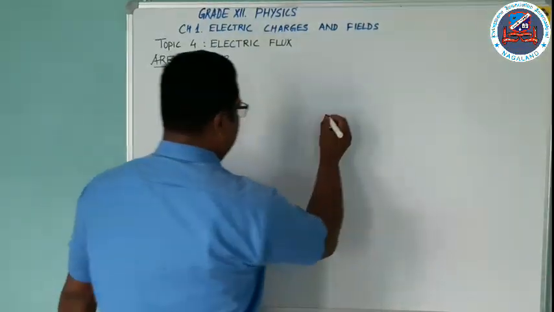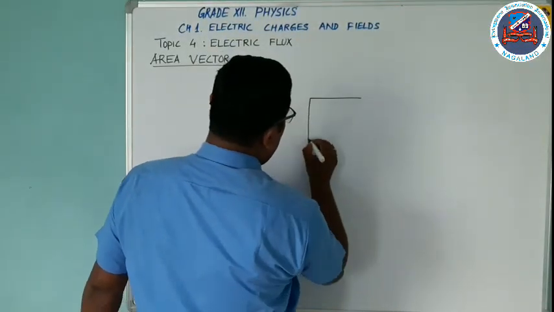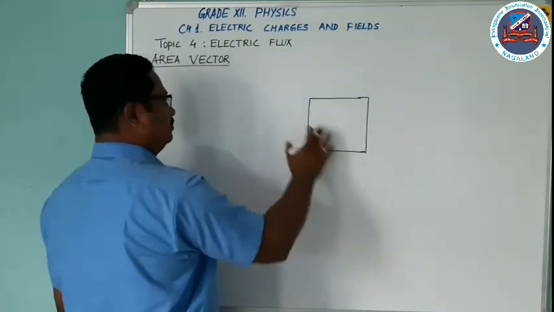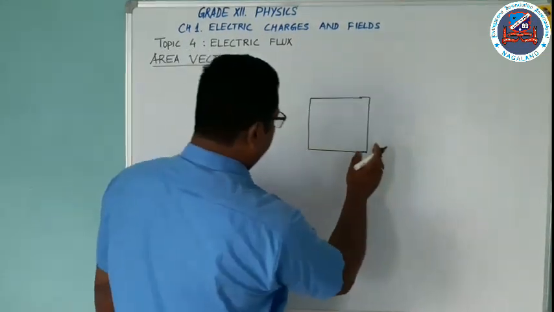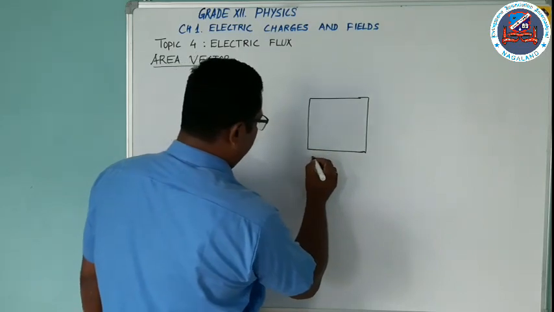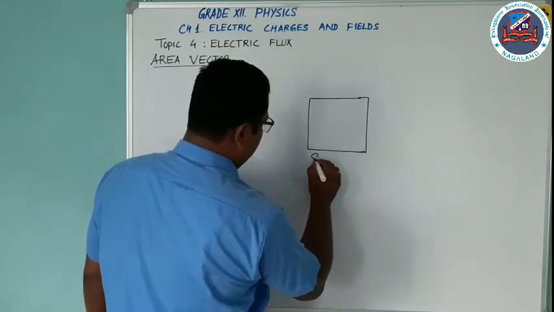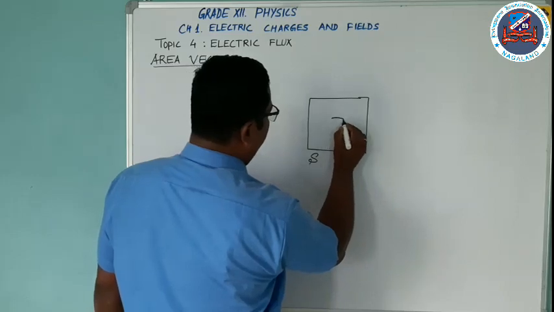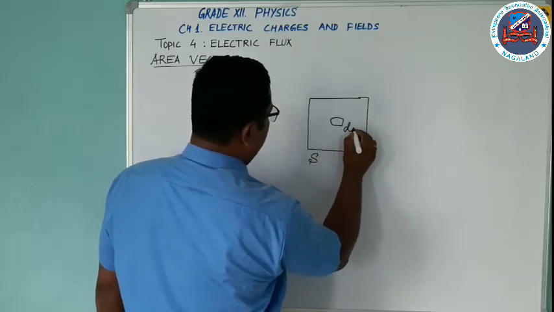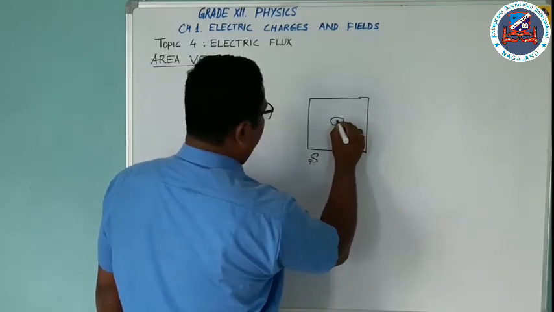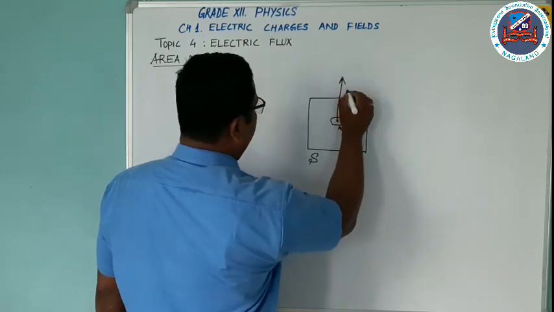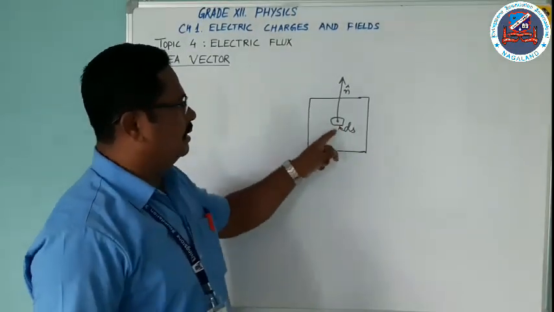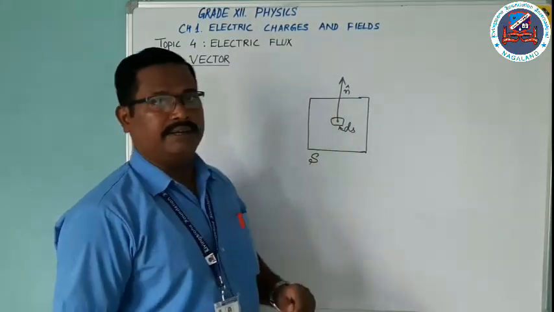Suppose this is the surface where the charges are distributed. Now suppose this is S, let me write, this is the surface. If I choose a small area element, say ds, and give a direction normal to it, then this area will be called an area vector.